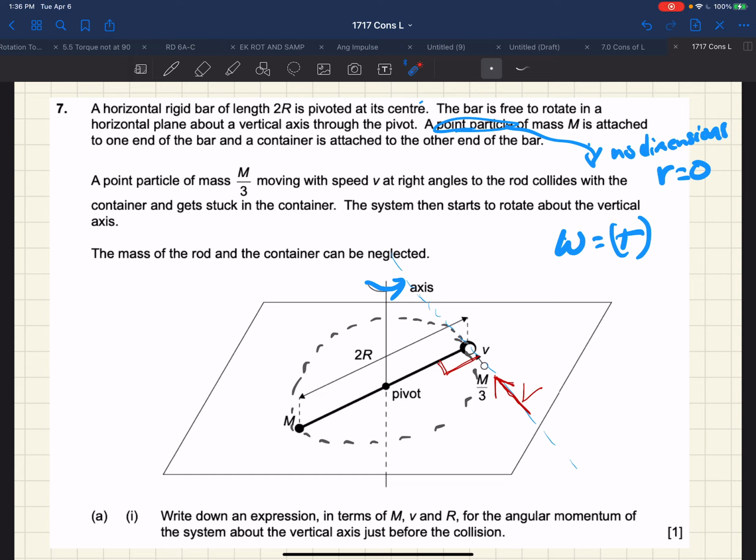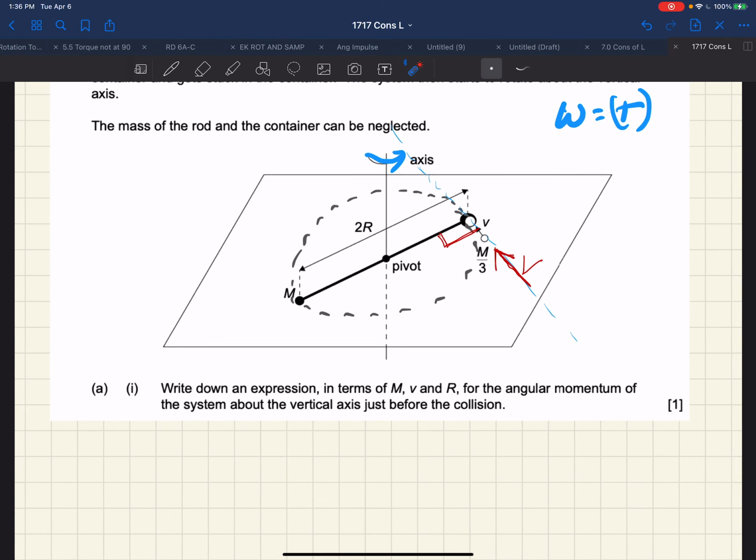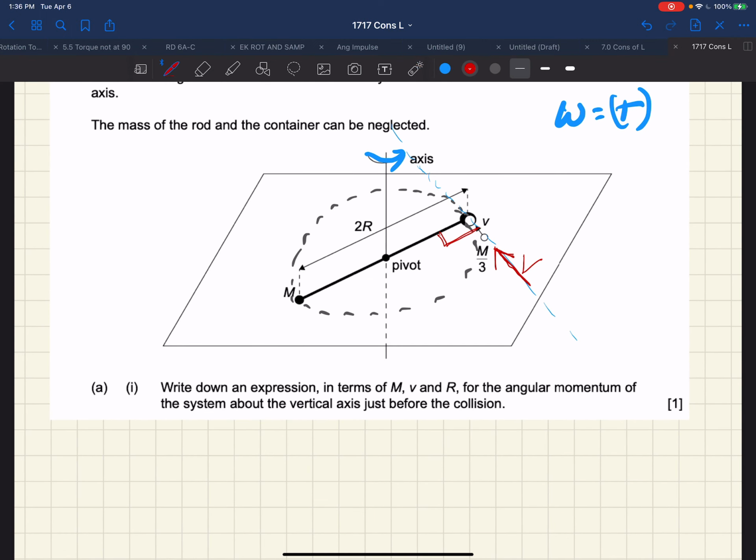So what's m over 3? It collides with the container and gets stuck in the container. So it's now entrained in this. It starts to rotate about the vertical axis with a positive omega. The mass of the rod and the container can be neglected, so they are negligible compared to these masses. Now, just for perspective, if this mass here is m over 3, then this mass over here is 3m over 3. So we can see that this mass is 3 times as large as this one.